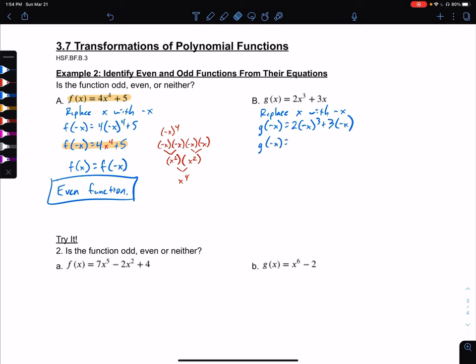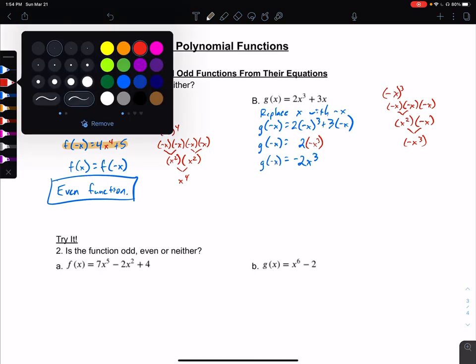So that 2 will drop down. And then we have negative x cubed, which is negative x times negative x times negative x. So here we would get x squared, bring down that negative x. And here when they multiply, we'd get negative x cubed. So here, this would be negative x cubed. So 2 times negative x cubed is negative 2x cubed.